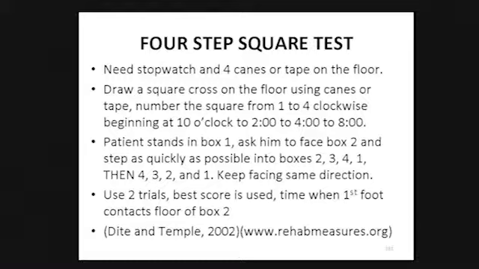I don't use canes, I use tape on the floor. What do? You can make 4 squares. Remember when you used to play hopscotch and you made squares? Or easier, make a plus sign across on the floor so that you have 4 boxes. Patient starts in the box to the top left. So if you made a clock, 12, 3, 6, 9, at the tip of each of your pieces of tape on the floor, they're going to go from 10 o'clock to 2 o'clock to 4 o'clock to 8 o'clock.